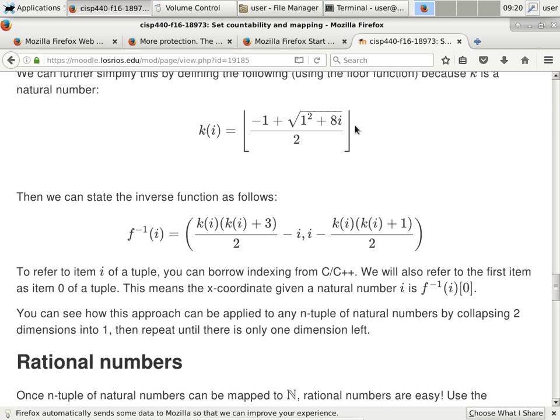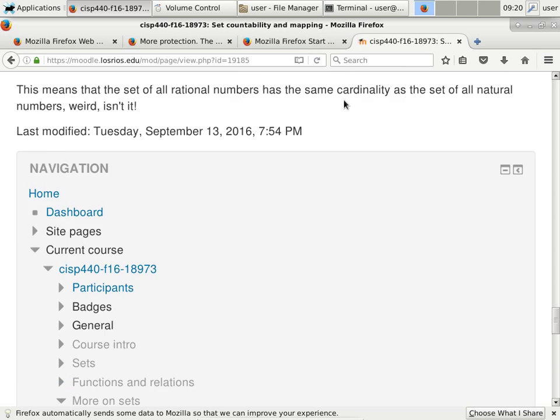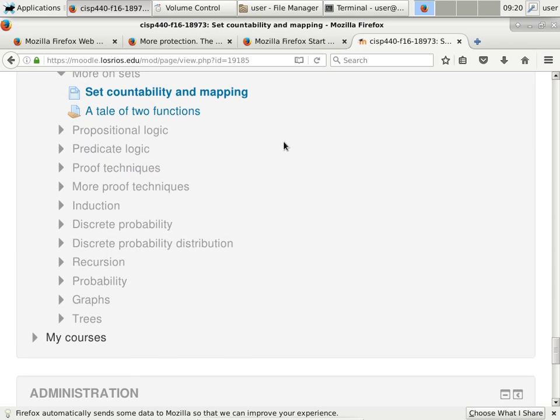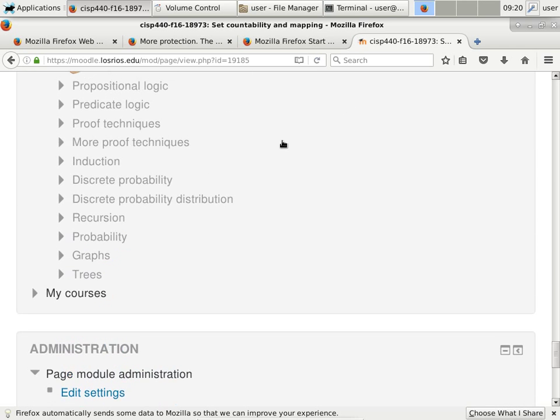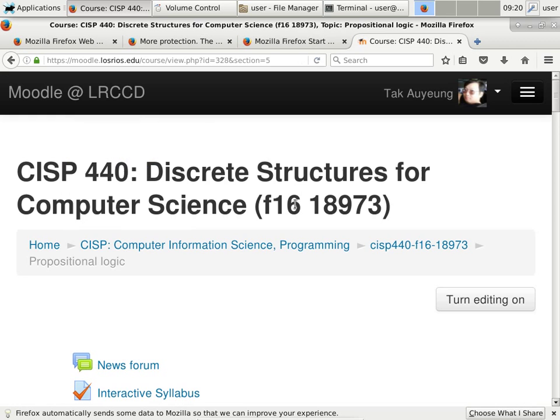Okay, any other questions? No other questions? Alrighty. So if there are no more questions about this topic, we are going to move on and talk about propositional logic.